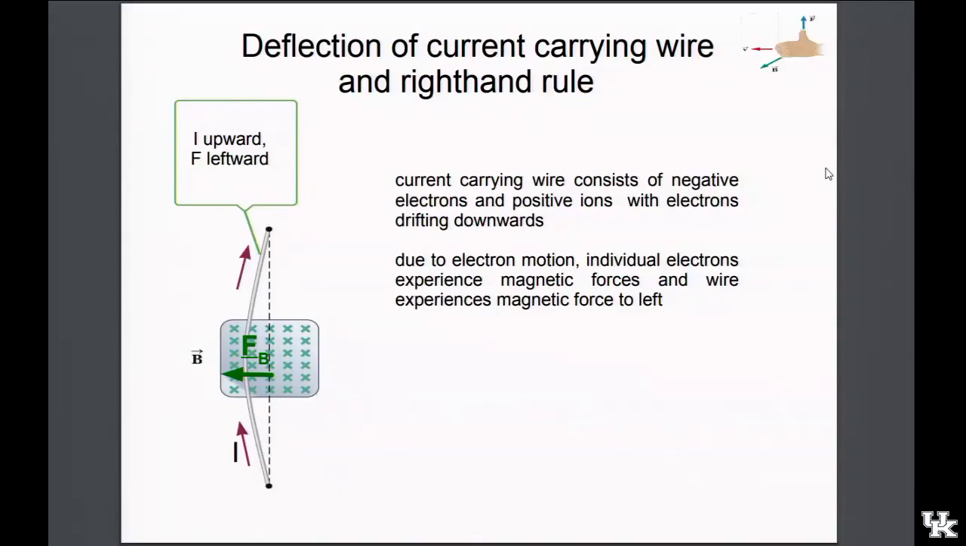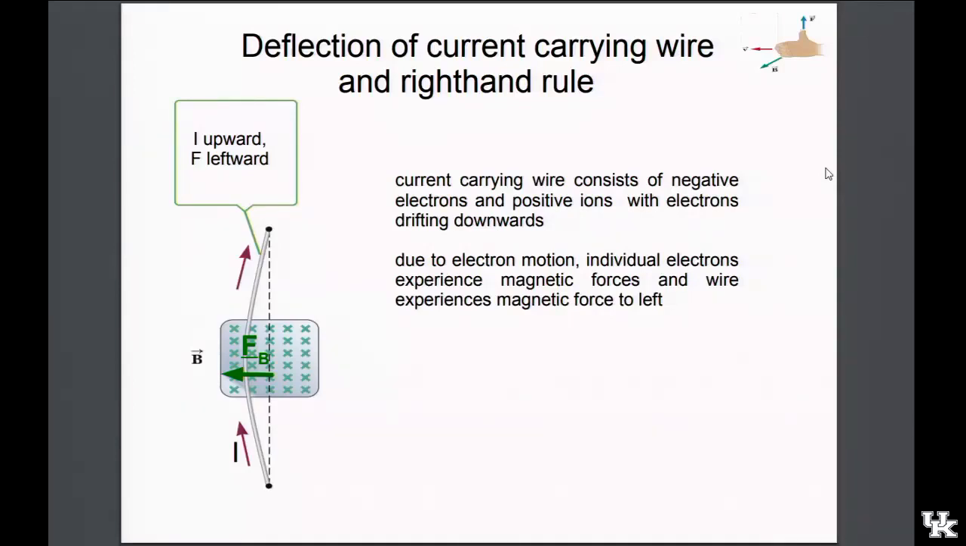If we were to think about the electrons, on the other hand, the electrons are going down. So I curl my fingers, point my fingers downwards. I curl my fingers in towards the screen because the magnetic field's still in towards the screen. My thumb points towards the right, but that would be the force on a positive moving charged particle. The electrons will experience a force in the opposite direction. It would be towards the left. So individual electrons experience a force towards the left as they move downwards.